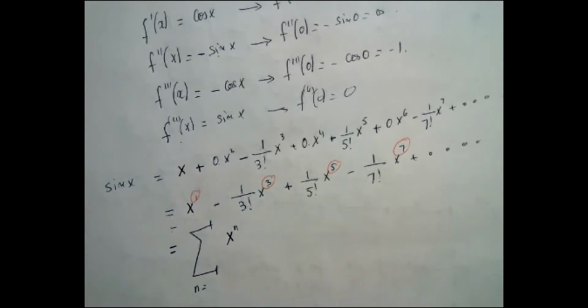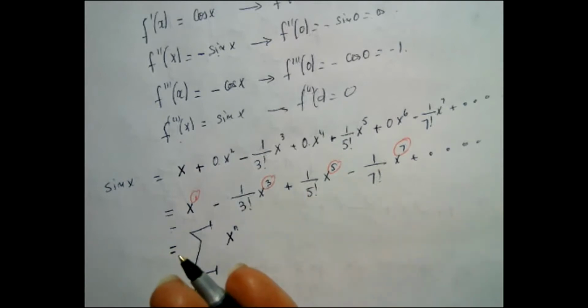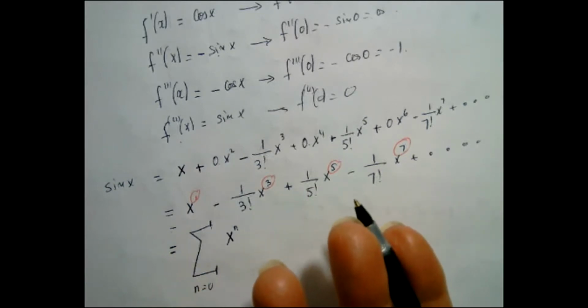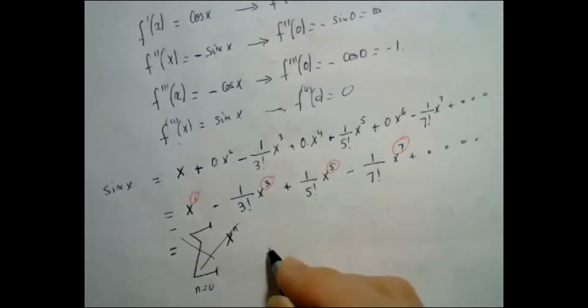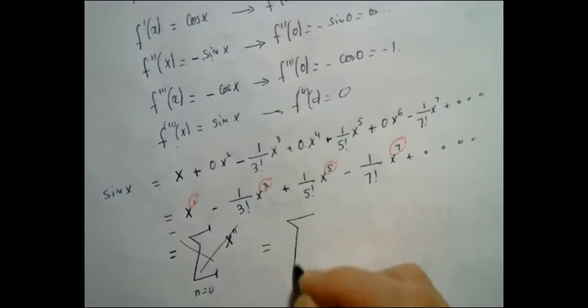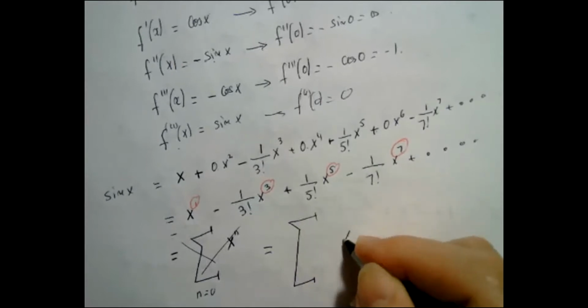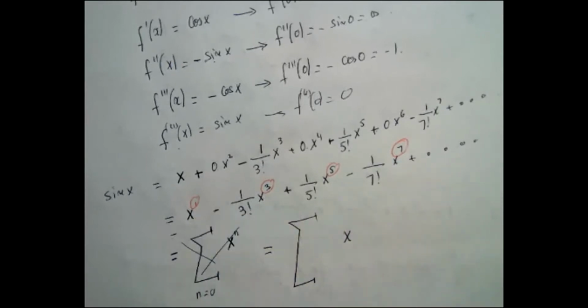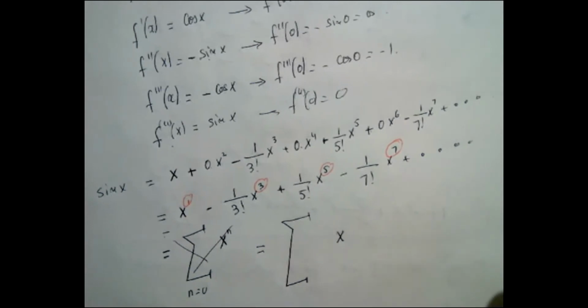It doesn't work, because if I write x to the n, how am I going to reflect the idea that I have zeros for coefficients? It's hard for me. So I cannot write x to the n, because only the odd powers showed up. How can I write odd numbers? Do you remember how? 2n minus 1.